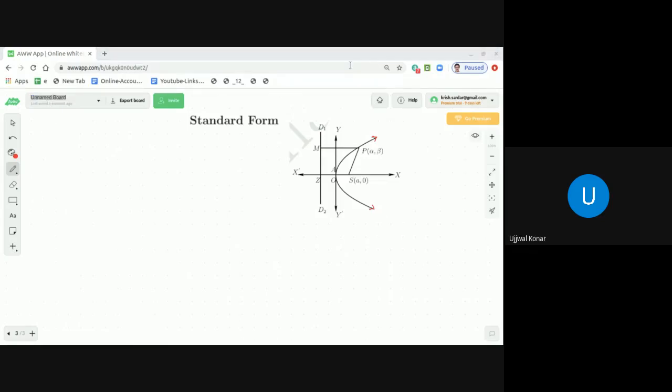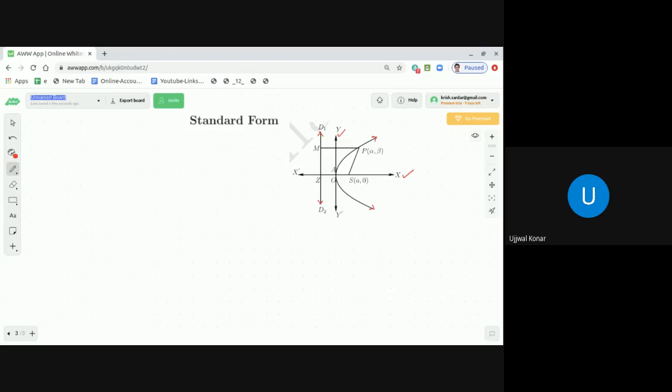Now the point is, you see the focus is at the point a comma 0. This is our x-axis. You see, this is our y-axis. So now how are we restricting the focus? The focus is at the point a comma 0. And the directrix is d1, d2, this straight line, dear students. You see, it is actually perpendicular to the x-axis. What does it mean? It means that the axis of the parabola is actually the x-axis.